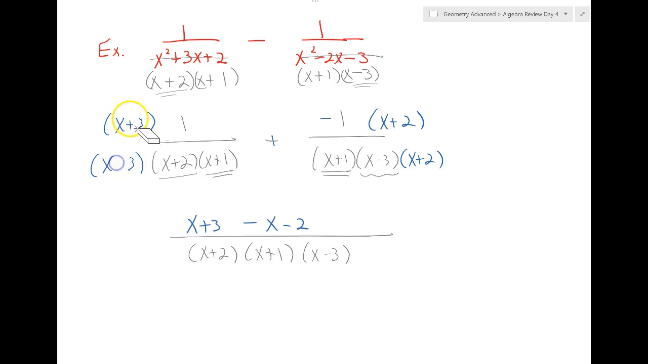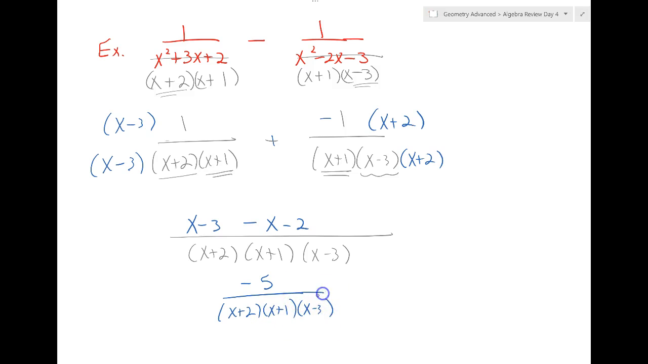Oops, I had a plus 3, guys. This was an x minus 3. I'm making too many mistakes on this video, so please forgive me on that. Give our x minus 3. I'm going on a little sleep, so forgive me. But combining like terms, I get a negative 5 over x plus 2 times x plus 1 times x minus 3.